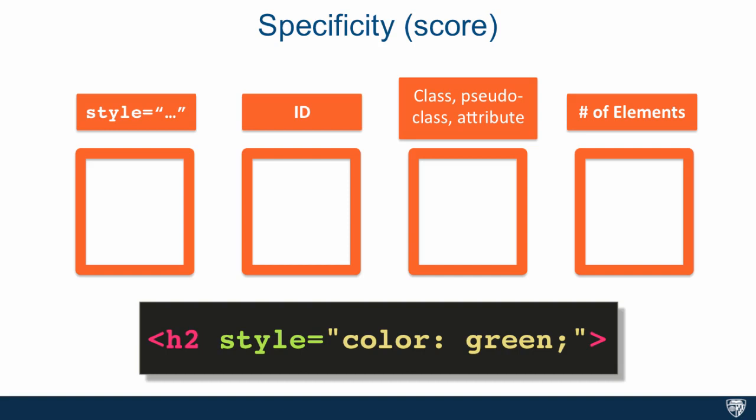Then simply take your CSS rule and fill in the number of times you see a particular type of selector being used in its proper location. The number that's created is your final score. So let's take a look at our 4 boxes on the screen.